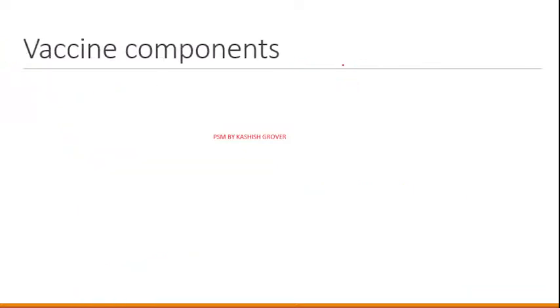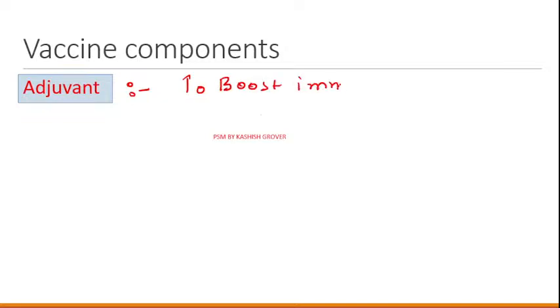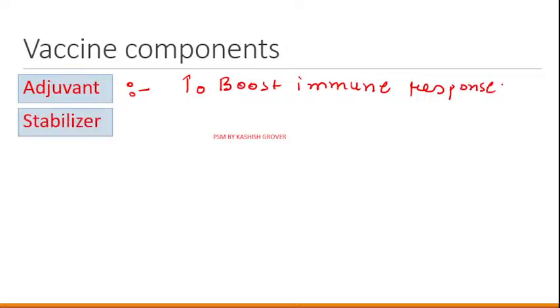Now coming to vaccine components. So first component in a vaccine is adjuvant. Why do we add adjuvant in a vaccine? To boost immune response. Yes, everyone.